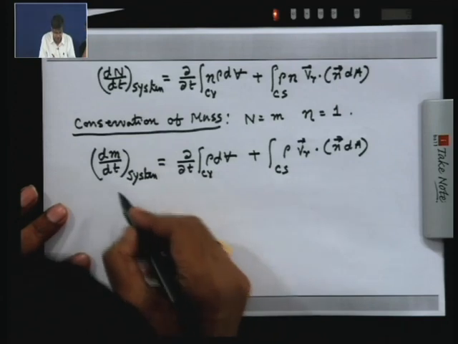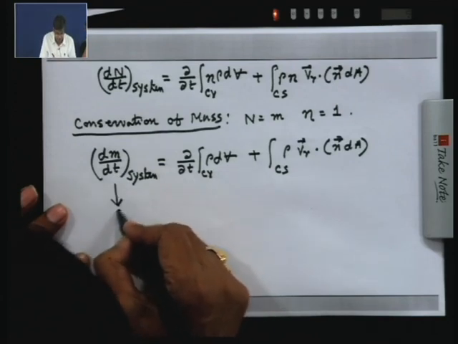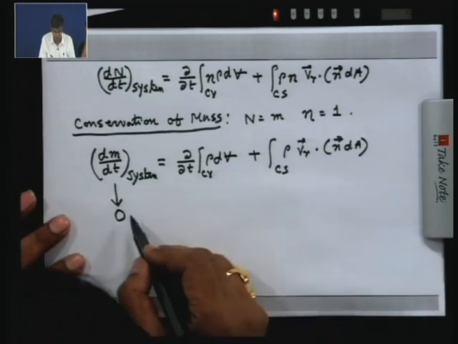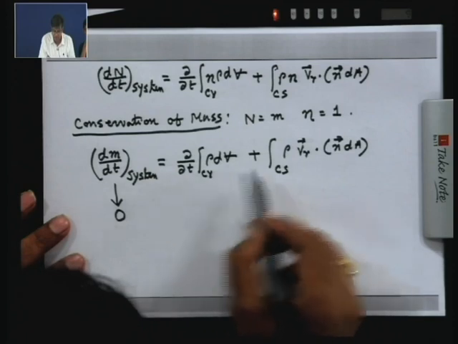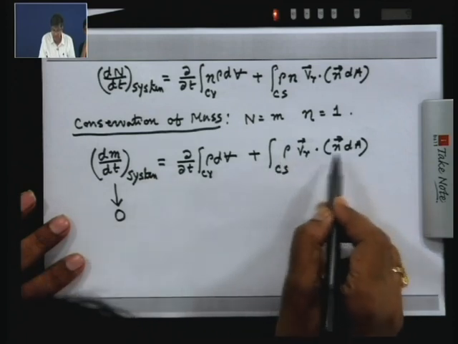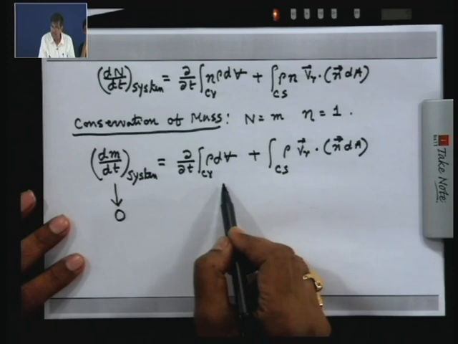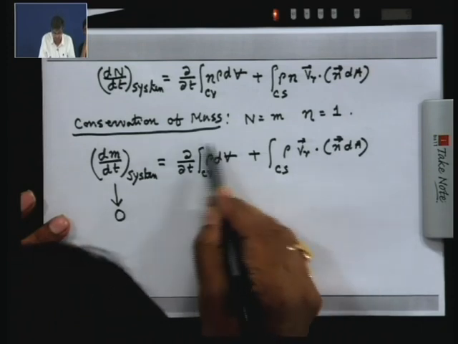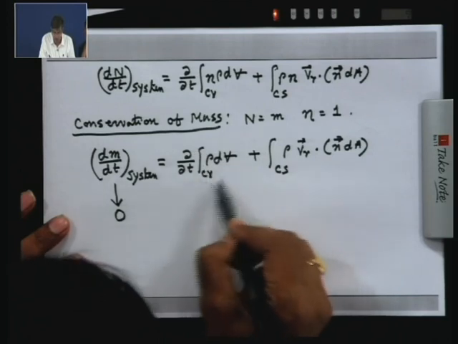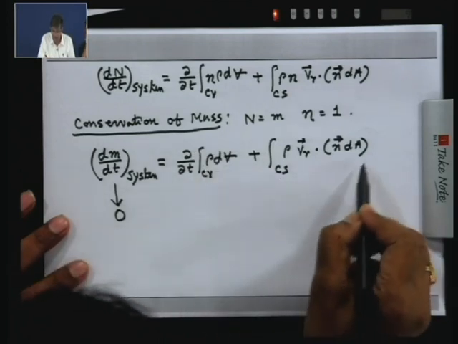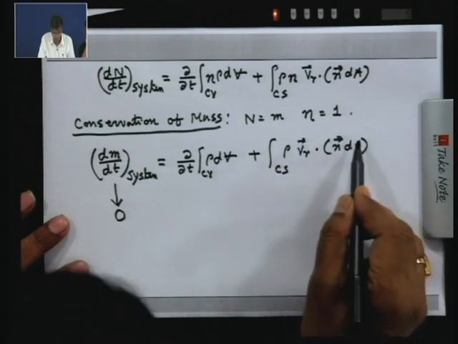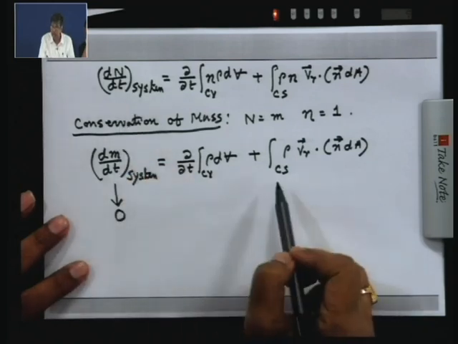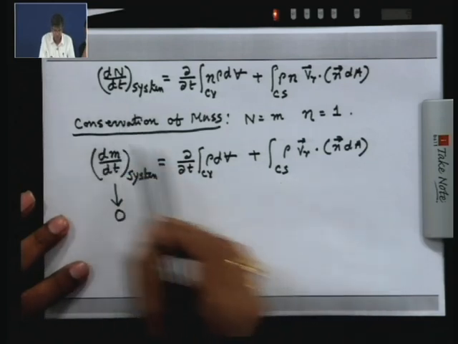Now, what is dm dt for the system? dm dt for the system is 0 by definition of the system. Therefore, del del t of rho dV over Cv plus integral rho Vr dot n dA over Cs is 0, and this is precisely your integral form of the continuity equation, that is, the rate of change of mass within the control volume plus the net rate of efflux or outflow of mass from the control volume equals 0. I told you at the beginning this comes from intuition, but it is derived from the Reynolds transport theorem. This is the conservation of mass.